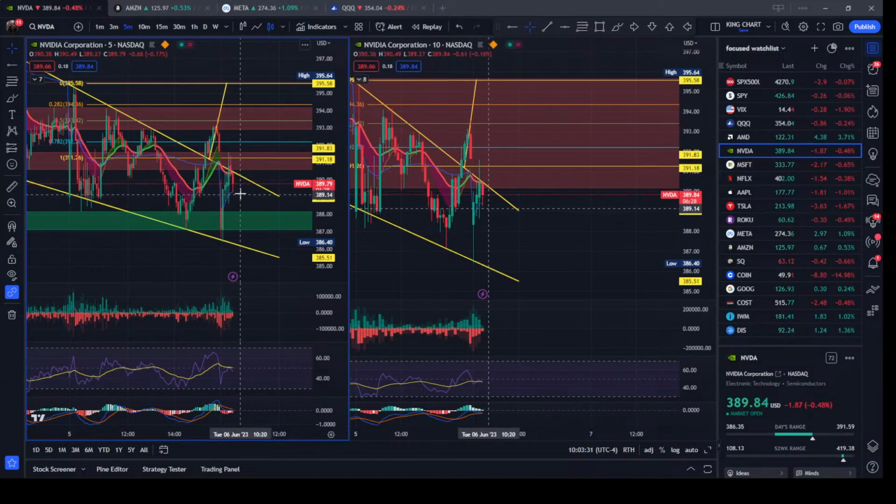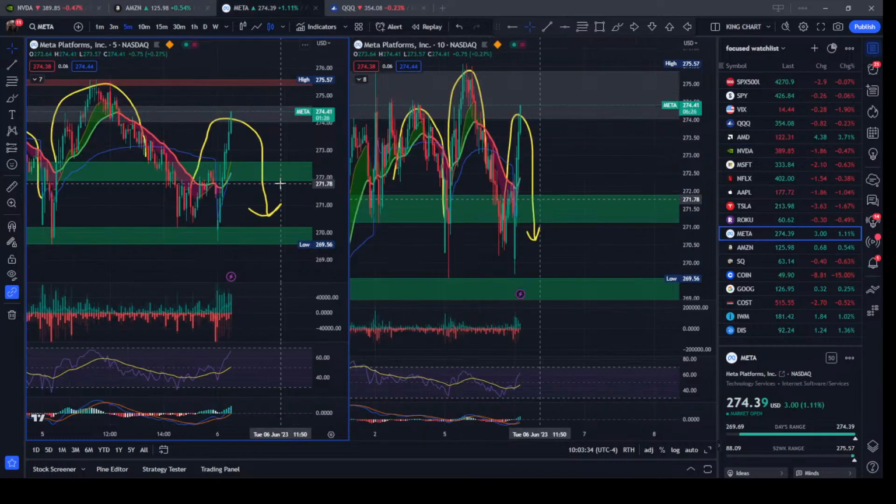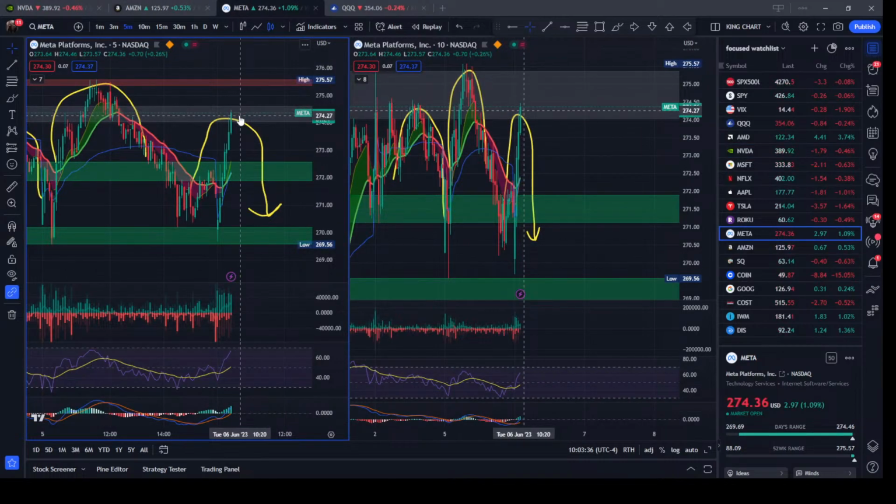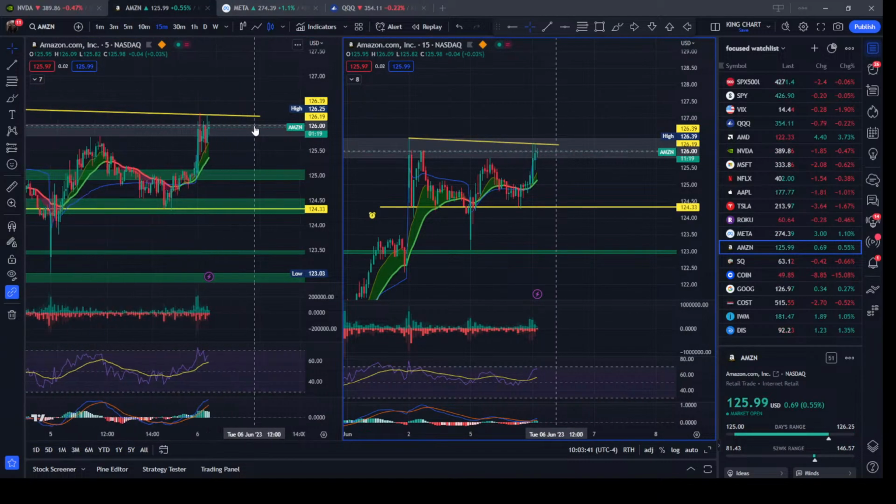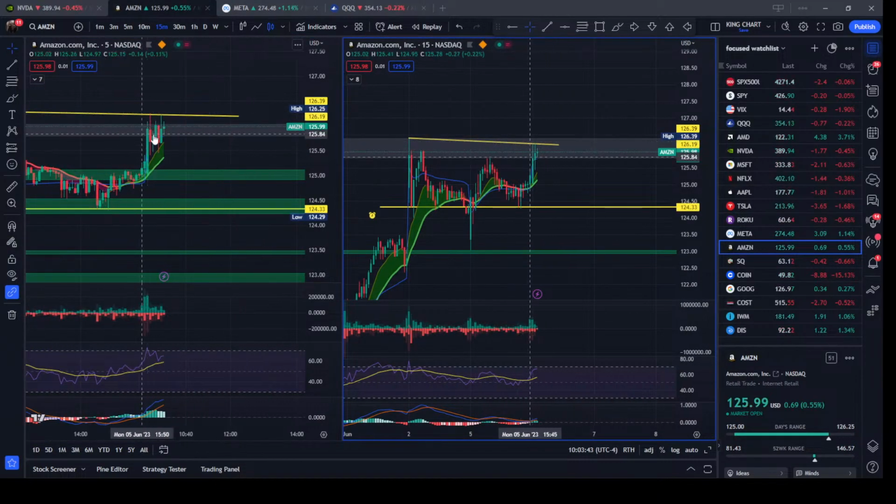Yep, NVIDIA pushing back up. Rejected VWAP on the 5. Meta breaking above 274. Amazon is kind of just chilling right there.